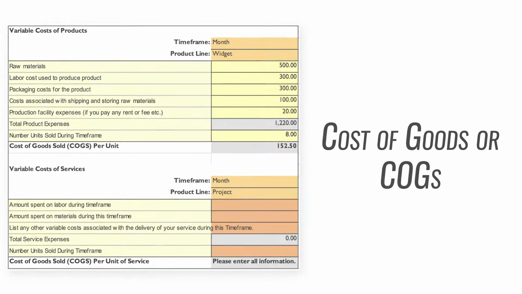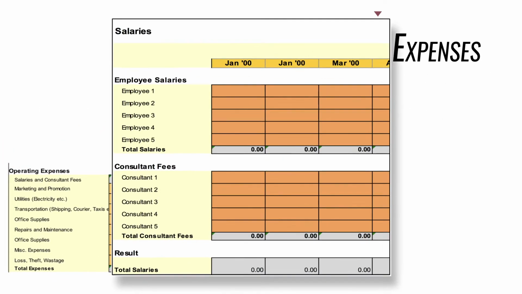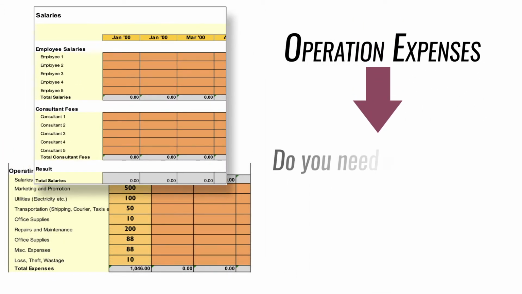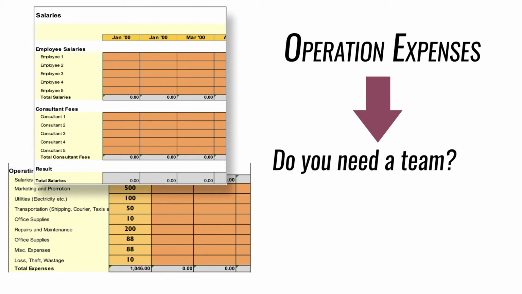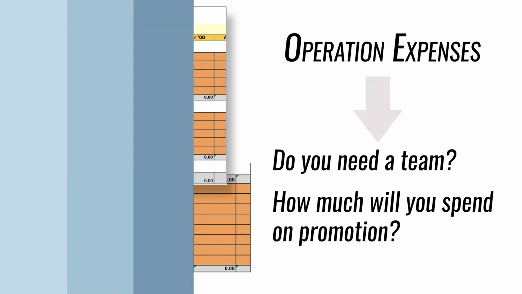Apart from your startup expenses, your business will have other expenses called operation expenses. Do you need to hire a team to make the number of sandwiches you have targeted for each month? Are you going to create posters to advertise your sandwiches? Operation expenses are your day-to-day costs for running your business. The template will calculate your net and gross profits on a month-to-month basis.